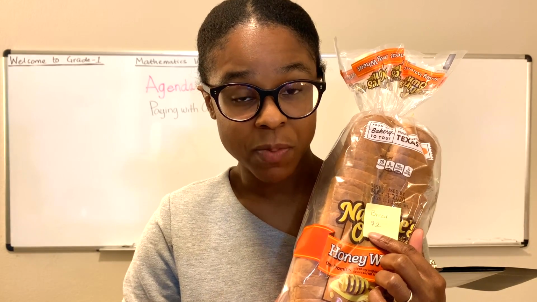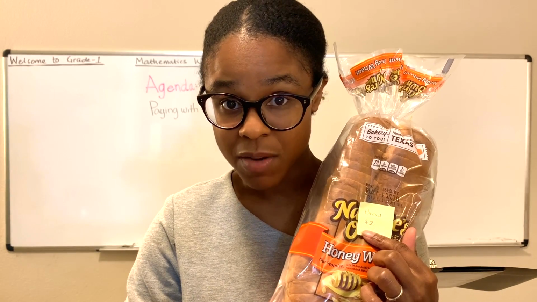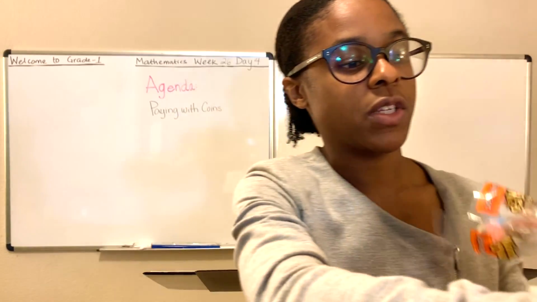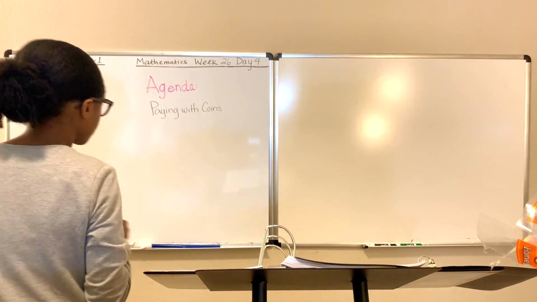But let's step back a little bit. Let's think about how many nickels we need to equal $1. Do you remember how many nickels are needed to equal $1? If you came to class that day, then you know that we need 20 nickels to equal $1. So if this bread doesn't cost $1, it costs $2, then we need to multiply that 20, not by 1, but by 2. Let's write this on the board.